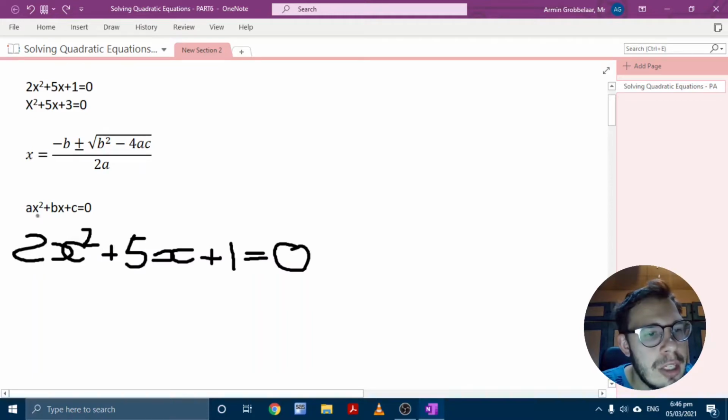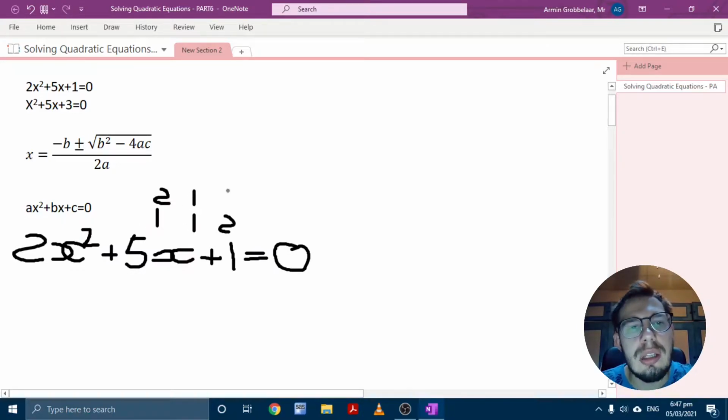We look at the factors of 2. So we say 2 times 1 gives us 2, and we look at the factors of the 1. So we say 1 times 1 is equal to 1. So now we cross multiply. We say 2 times 1 is 2, and 1 times 1 is 1. But 1 plus 2 equals 3 and does not equal 5. So now we look at other factors for 2 and 1, but there aren't any. So now the only thing that we can do is to use the formula to solve this quadratic equation.